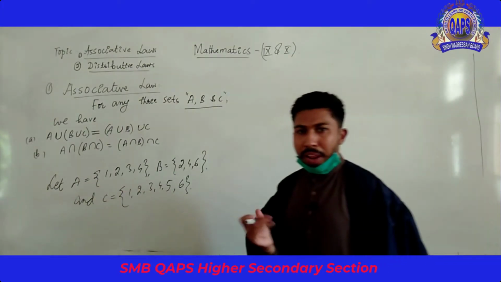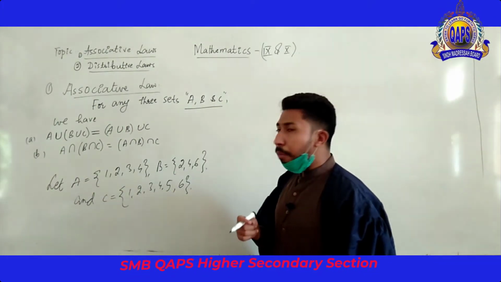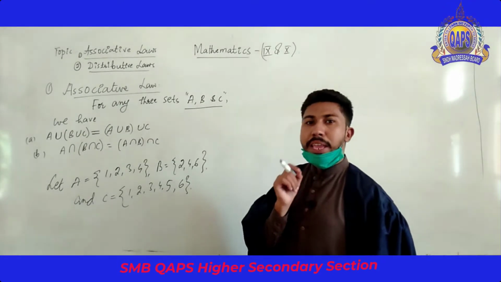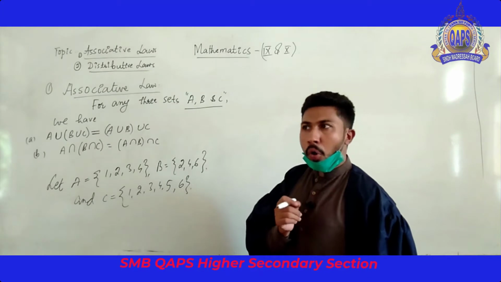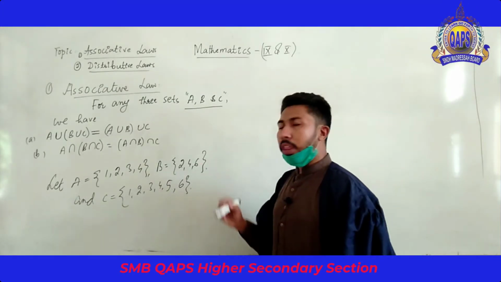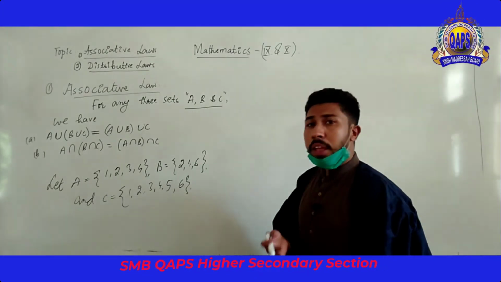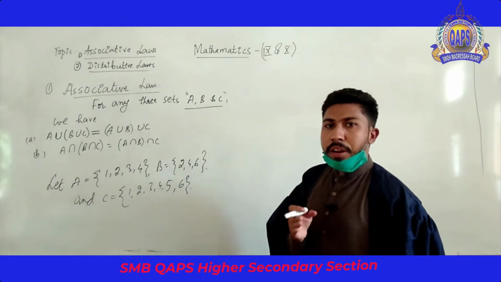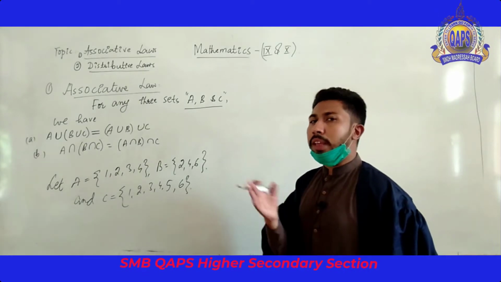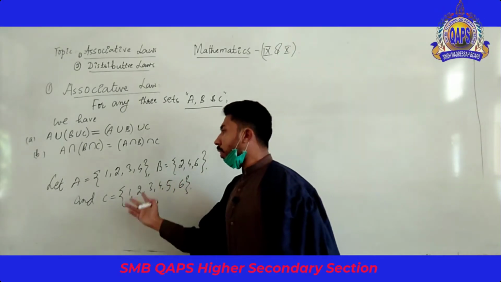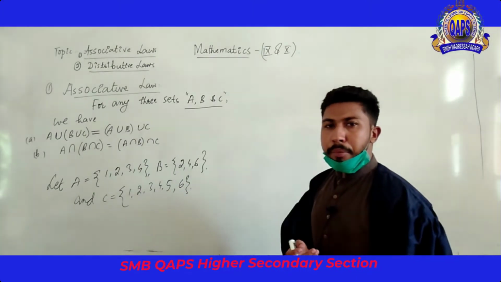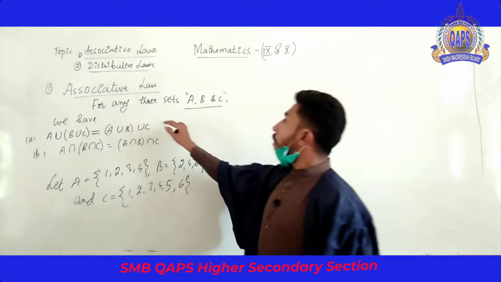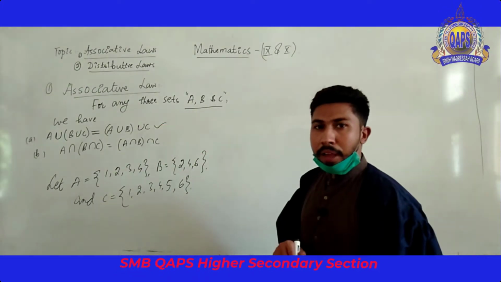A contains 4 elements, starting from 1 to 4. The set B contains only the even numbers, started from 2 and ending at 6. And the set C contains natural numbers starting from 1 to 6. So these are the three sets having different elements. Now first of all we prove the first condition of the associative law.